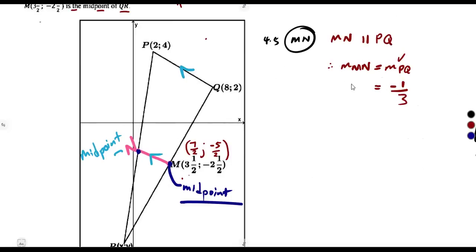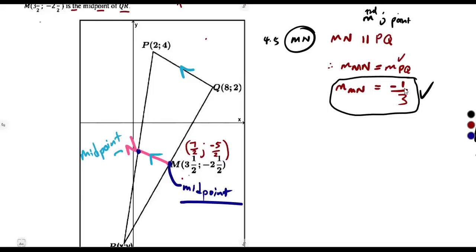It has the same gradient as what? As PQ. So knowing the gradient of MN is enough, guys. Remember, when you want to determine the equation, I said, what is it that you need? You need the gradient and you also need what? A point. So in our case, the gradient is there. What about the point? The line MN, does it pass through any point? Yes, it passes through M. It also passes through N.